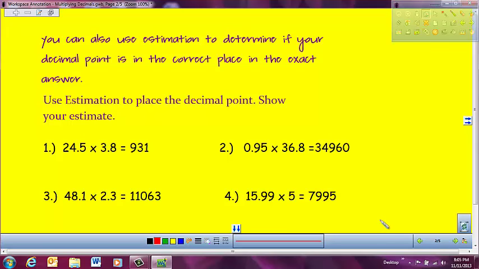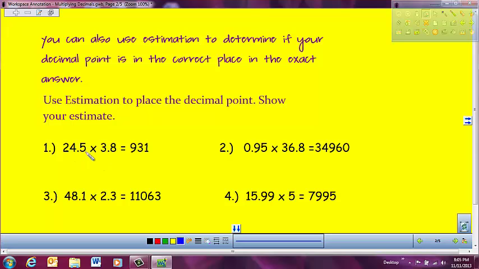Another idea is to use estimation to decide if your decimal point's in the correct place in your product. So we're going to take a look at the problems on your note sheet again. It's giving you the product, except there's no decimal point in it. So what we need to do is to estimate to decide where the decimal point should go. So I'm going to ask you to round or use compatible numbers.